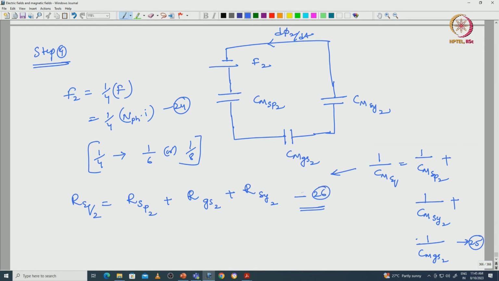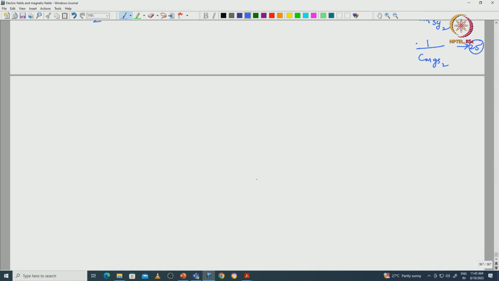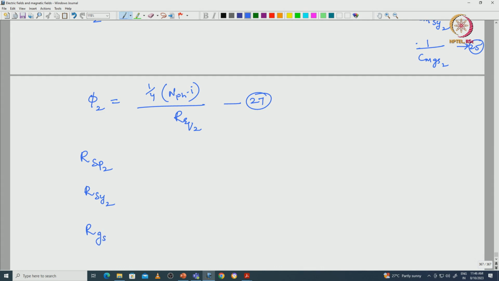Okay. After calculating the reluctance, we can find the flux with respect to path 2. Flux is nothing but the MMF which is responsible to produce the leakage flux, that is 1/4 of N phase into I, divided by the effective reluctance, that is R equivalent 2. This is equation number 27. Then the reluctance with respect to the stator pole, the stator yoke, and the gap region, that is in terms of the stator slot region, we can calculate.